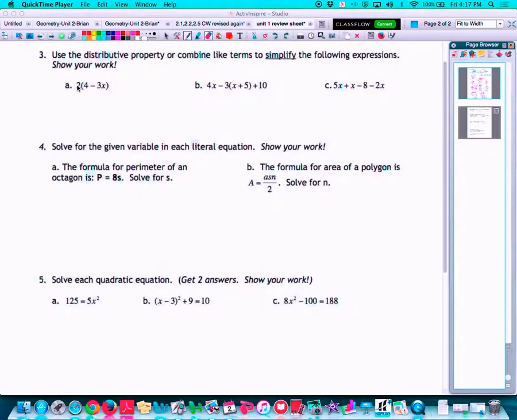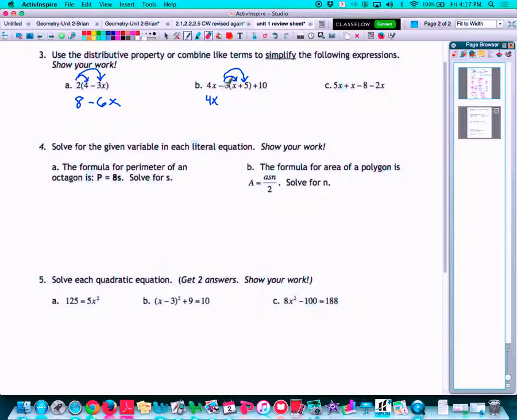So this one, notice, got a number in front of parentheses with a linear expression. So we are going to use the distributive property. 2 times 4 is 8. 2 times a minus 3x is a minus 6x. Same thing in B, we're going to use the distributive property first, then combine like terms.